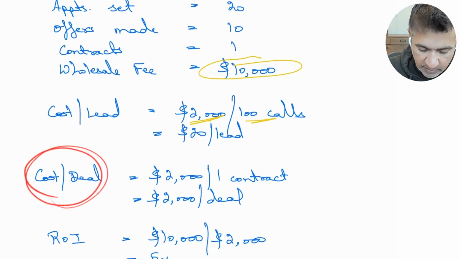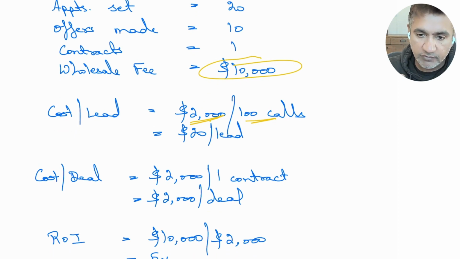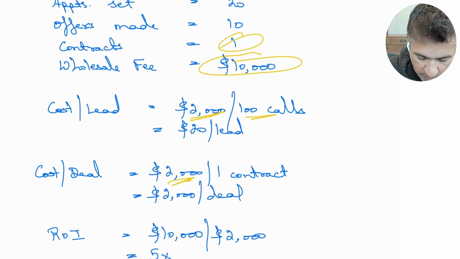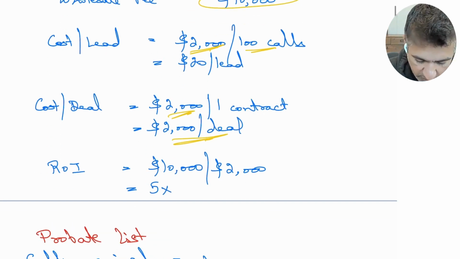Now my cost per deal is how much money you had to spend in marketing to get one property under contract. So I spent $2,000, the same $2,000 that I spent right here, and I get one contract that we talked about right here. So my cost per deal is $2,000, meaning I had to spend $2,000 on average in this case to get one property, one deal done. So my cost per deal is $2,000.